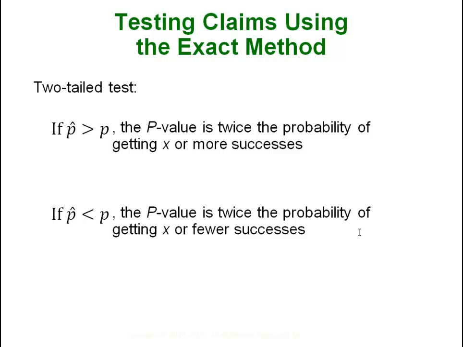Okay, so it's pretty intuitive. It makes sense that if our hypothesis is something bigger than what we're seeing out of our sample, then we're looking for the probability of getting something that small or smaller and then doubling it. And if our sample ends up being bigger than our hypothesized p, then we're looking for something that extreme or bigger, so we're looking for x or more successes.